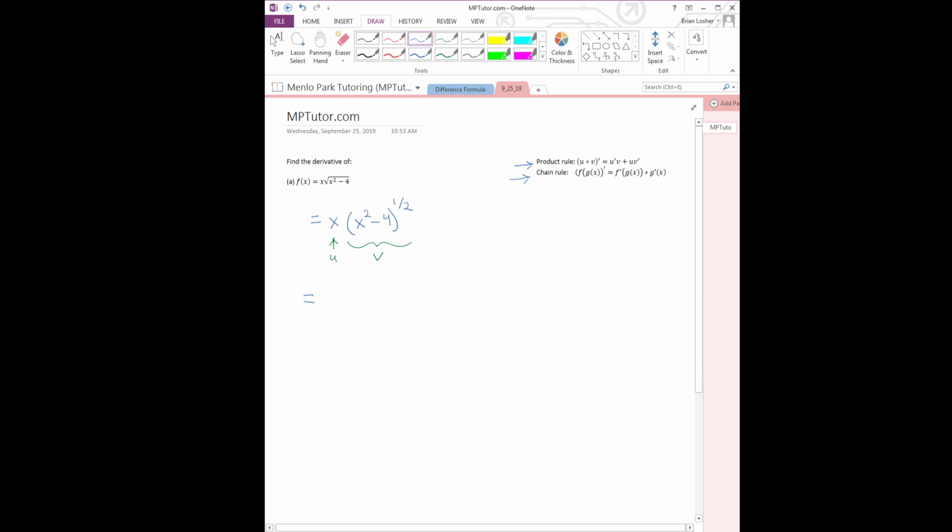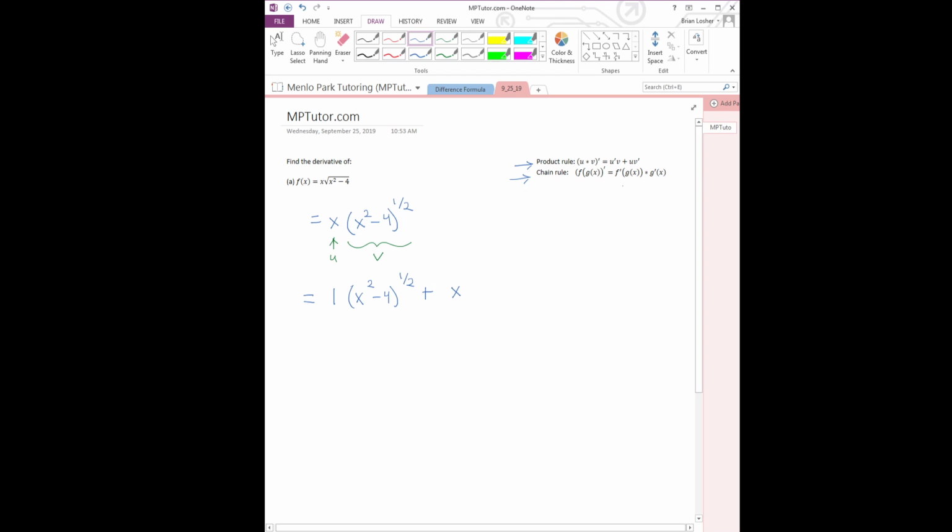Using the formula, we have the derivative of u, which is just 1, because the derivative of x is 1, times v, which is simply rewriting (x squared minus 4) to the 1/2, plus u, which in our case is x, times the derivative of v. But what about the derivative of v? This is where the chain rule comes in.